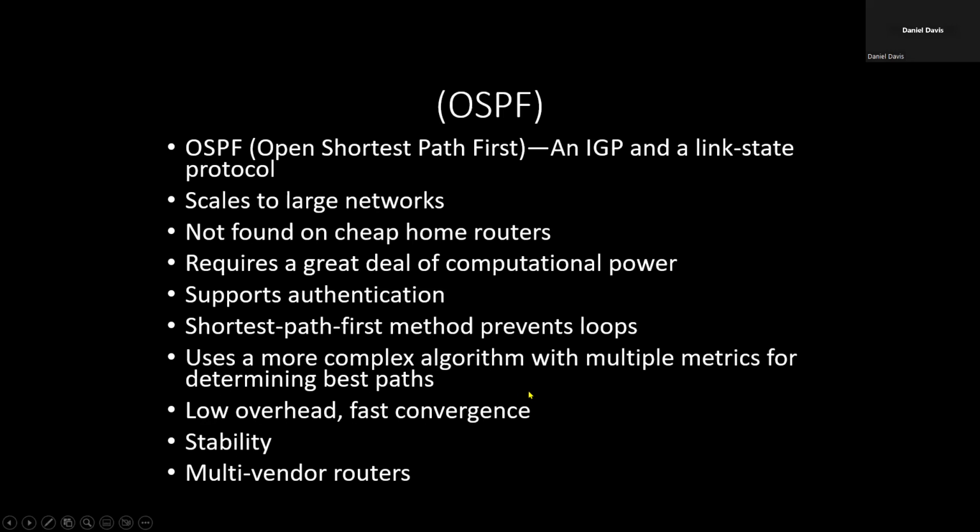So whereas distance vector protocols tend to only be concerned with the number of hops, OSPF will use a variety of metrics to try to determine the best route. So it'll take into consideration things like bandwidth and try to calculate which route is going to be faster overall. Low overhead, fast convergence, and fairly stable.